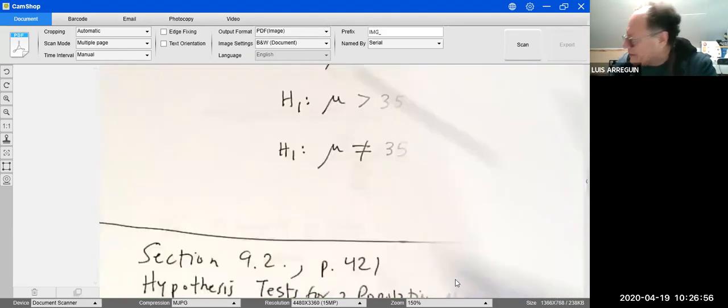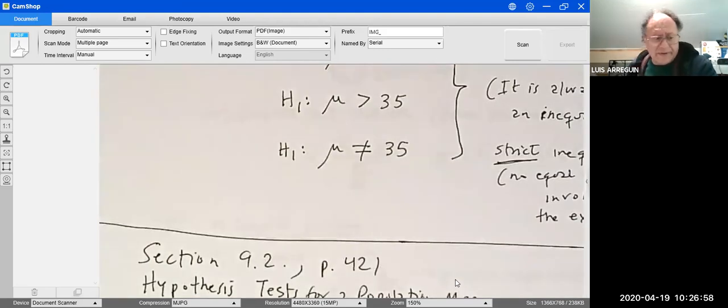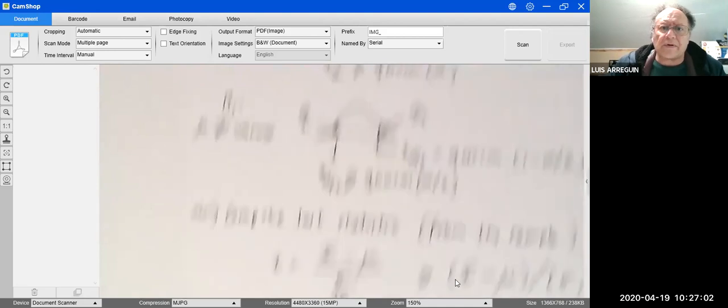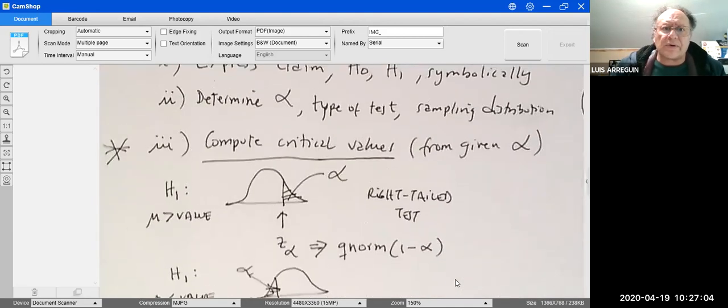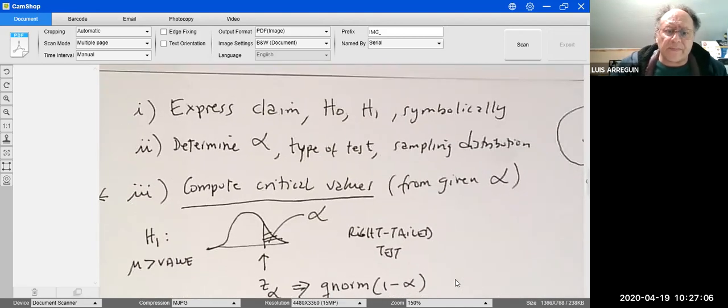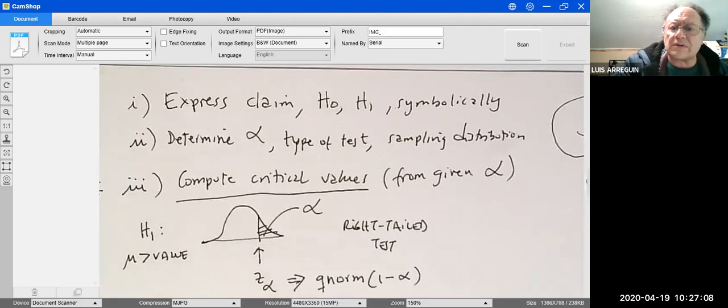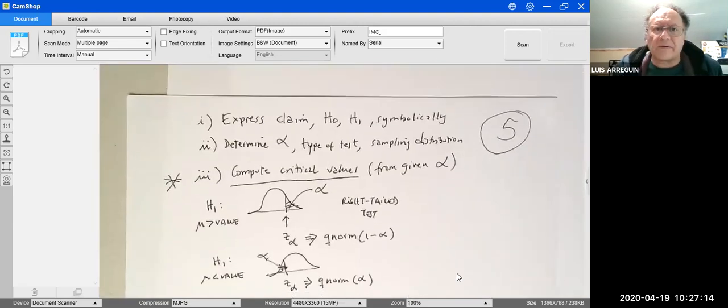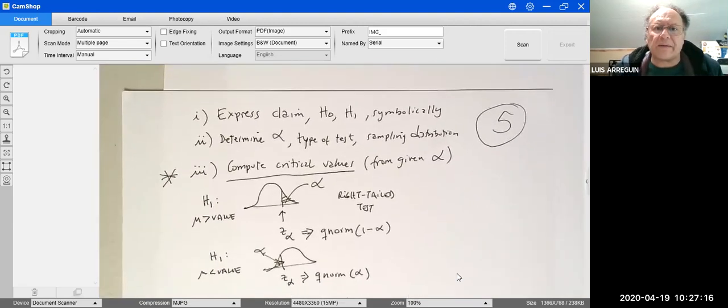So I prepared these notes for you that summarize the two methods on one single piece of paper. So again, we're going to start by expressing our claim, the null and the alternative, symbolically.